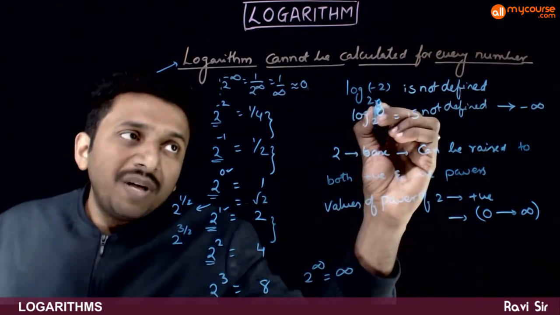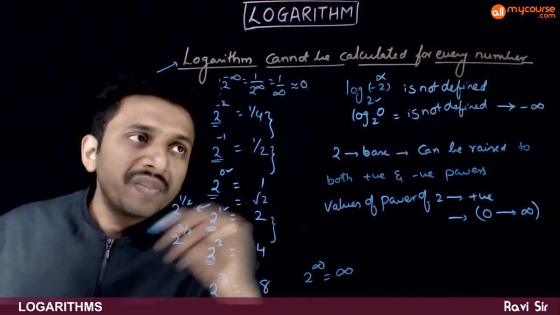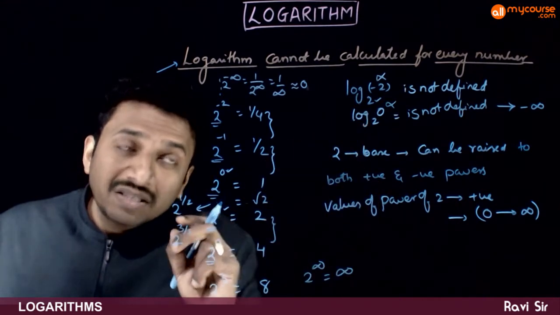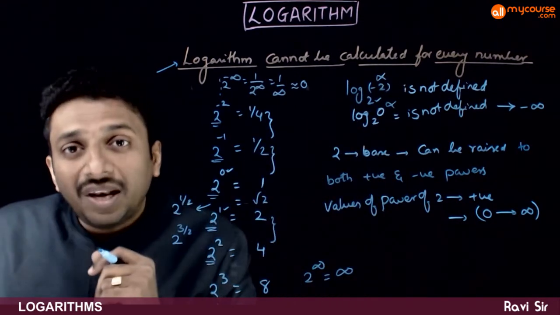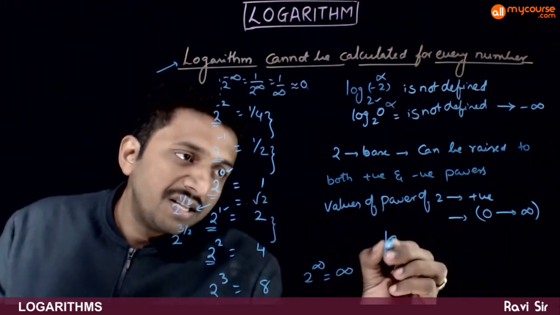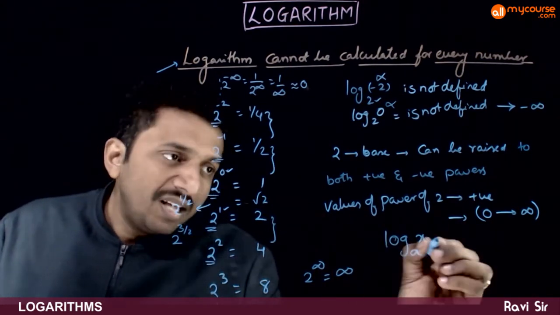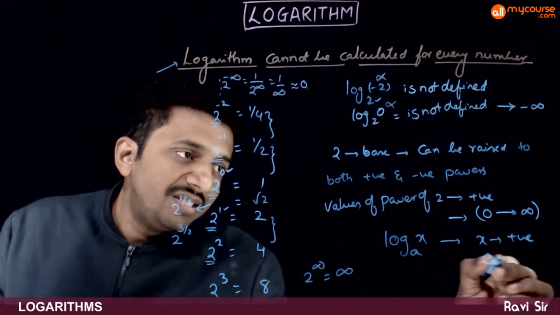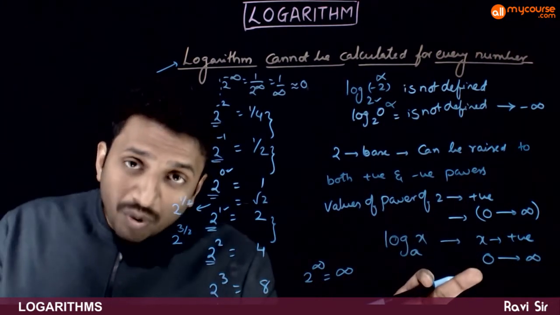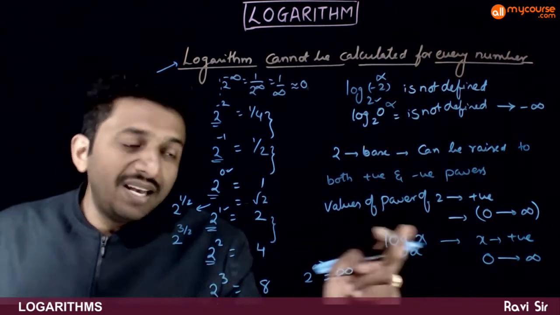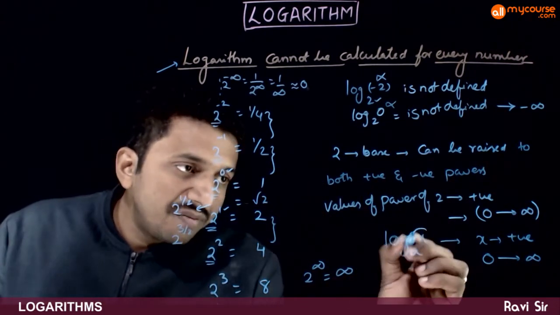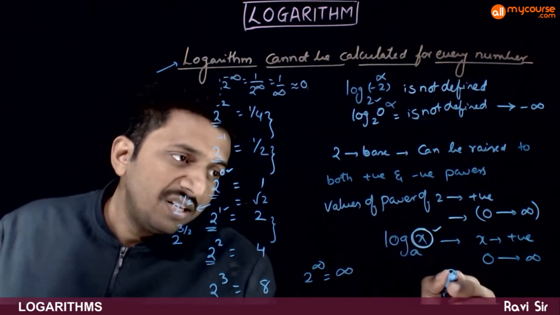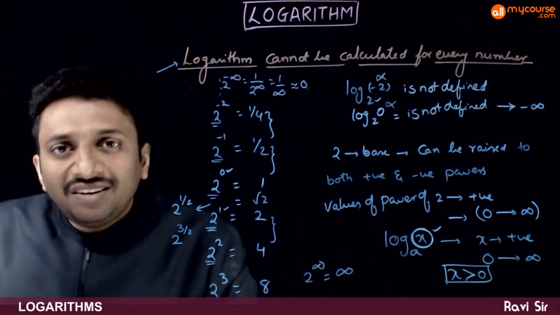So log to the base 2 is not defined for negative numbers and is not defined for 0 also. So a logarithm to some base will be defined only for positive real numbers. That is, log x to the base a is defined only if x is positive. That is 0 to infinity, not 0, it should be more than 0 and it can go till infinity. It can be any positive number. So this has to be greater than 0 for the logarithm to be defined.